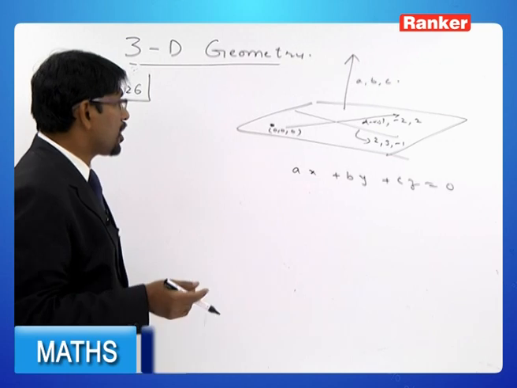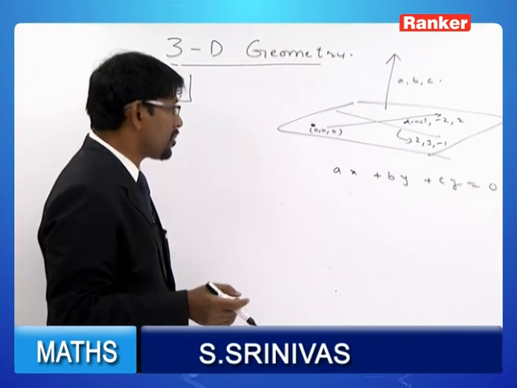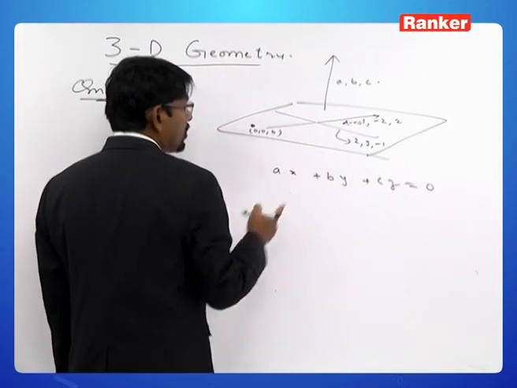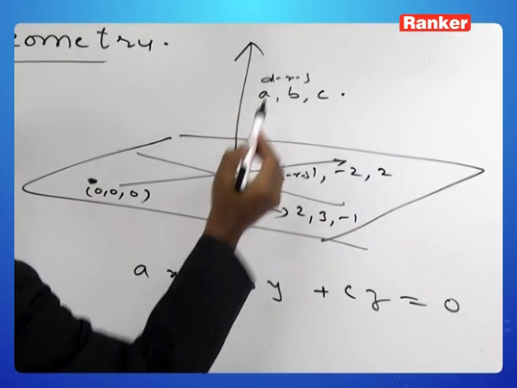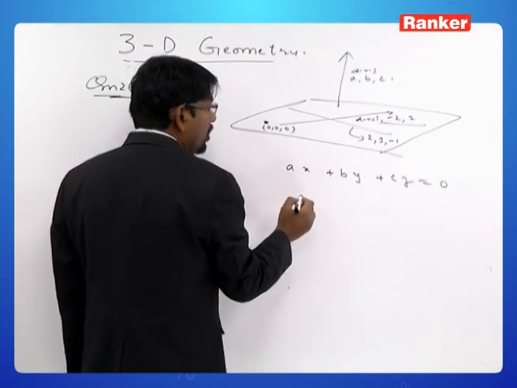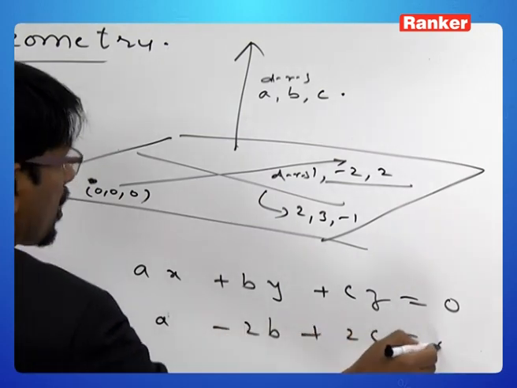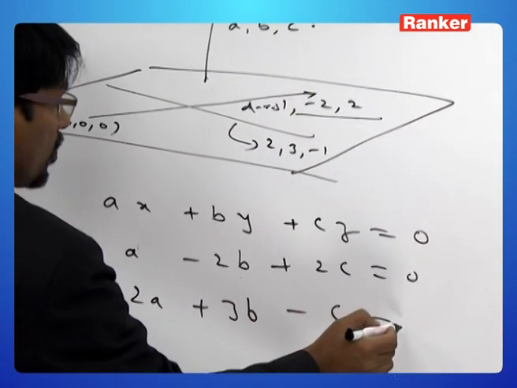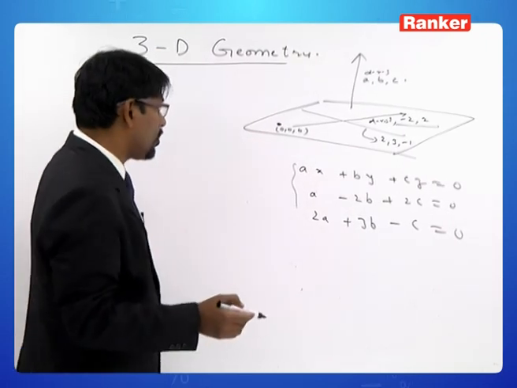Equation of the plane passing through x1, y1, z1 is a into x minus x1 plus b into y minus y1 plus c into z minus z1. So instead of x1, y1, z1 you have 0, 0, 0. That's one thing. Moreover, these A, B, C are the DRs of the normal. So that has to be perpendicular to this line as well as this line. So what do we do? A minus 2b plus 2c, the dot product has to be 0, is equal to 0, and 2a plus 3b minus c is also 0. Now we know that A, B, C can't be simultaneously 0.